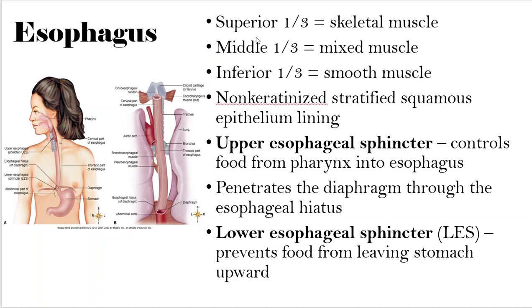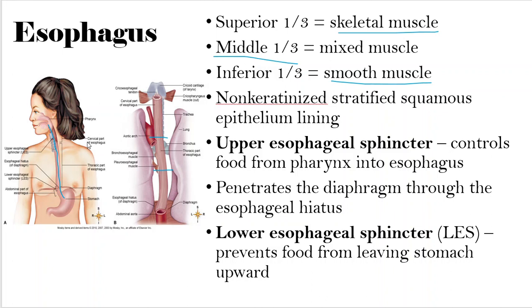The esophagus. The top 1/3 of it is going to be purely skeletal muscle. The middle 1/3 is going to be a mixture of smooth muscle and skeletal muscle, and the bottom 1/3 is going to be smooth muscle. This guy is going to be the conduit that the food is going to move down into the stomach. So he's going to be non-keratinized stratified squamous epithelium.